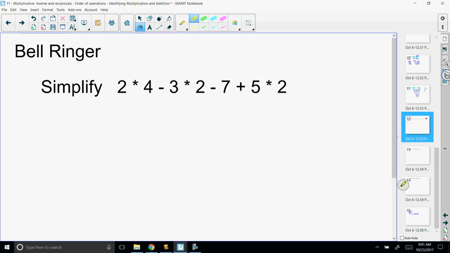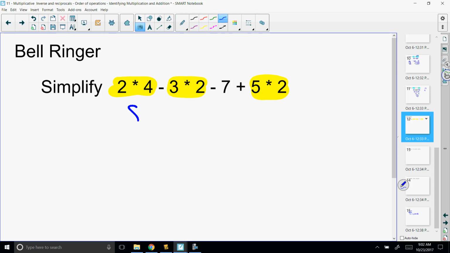Any other answer? So the first thing is we stop when we see multiplication, and those are things that we want to do first. So we go through and you have 2 times 4 minus 3 times 2 minus 7 plus 5 times 2. So go ahead and perform the multiplication.